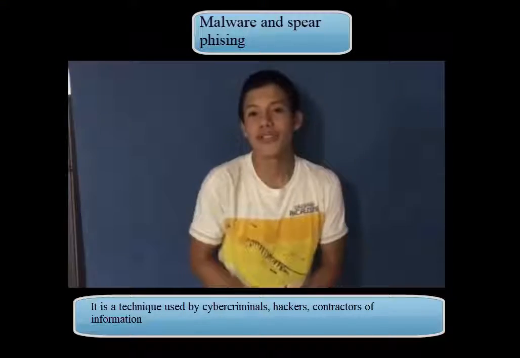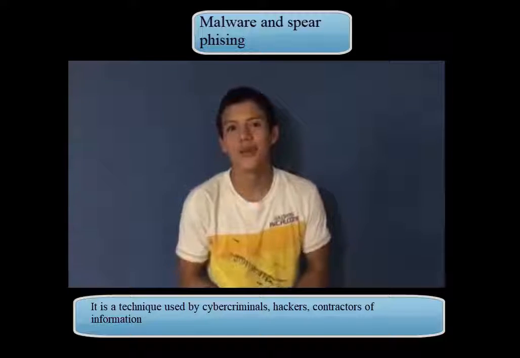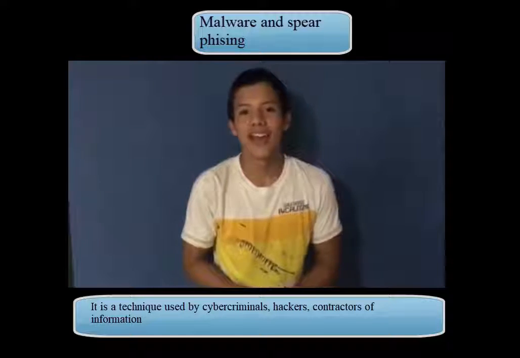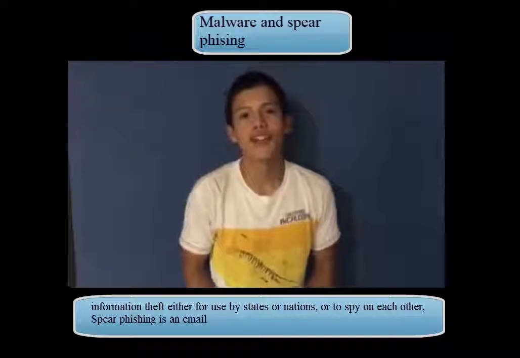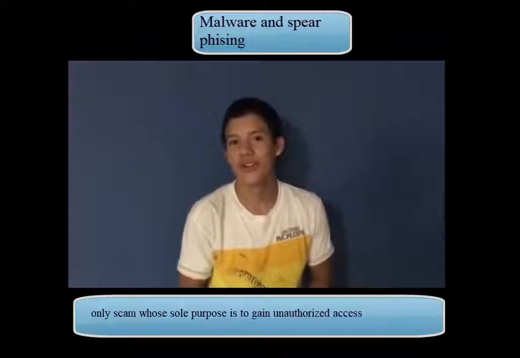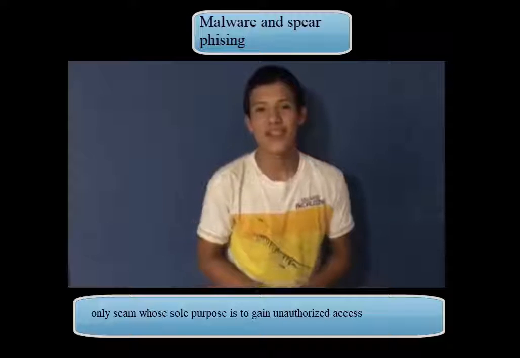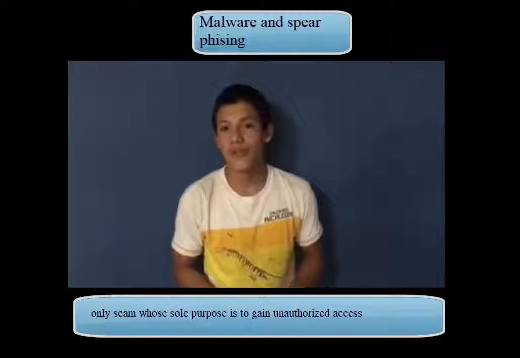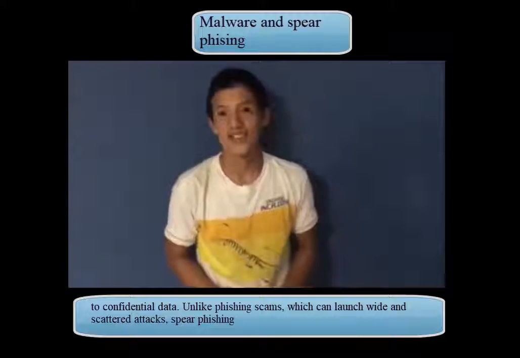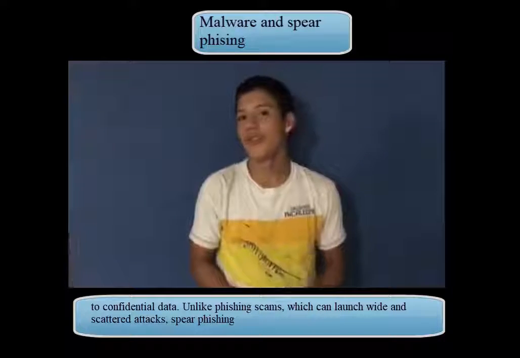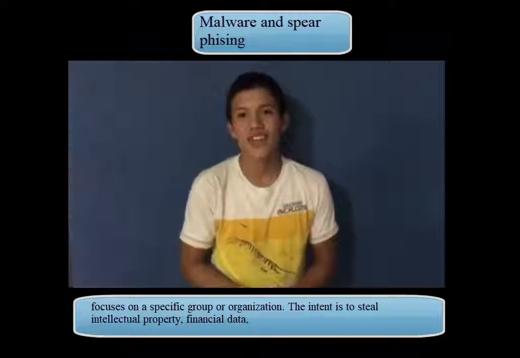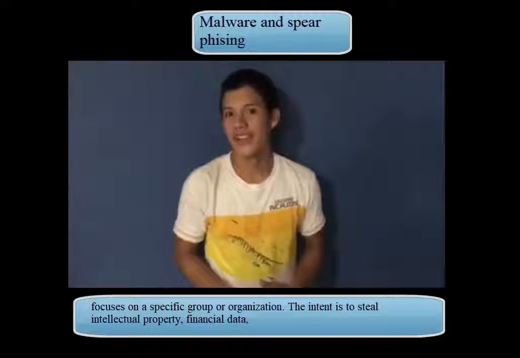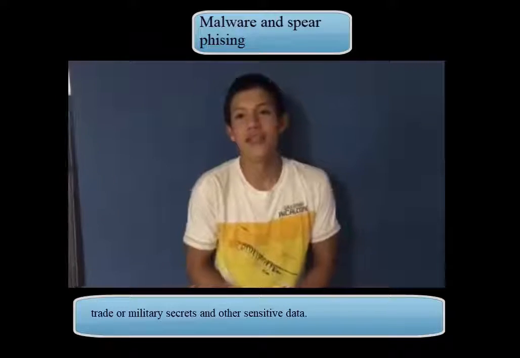Malware and spear phishing are techniques used by cybercriminals, hackers, and information thieves, either for use by a state or nation or to spy on each other. Spear phishing is an email-only kind of spam whose sole purpose is to gain unauthorized access to confidential data. Unlike a phishing scam, which can launch wide and scattered attacks, spear phishing focuses on a specific group of organizations, to try to steal intellectual property, financial data, trade or military secrets, and other sensitive data.